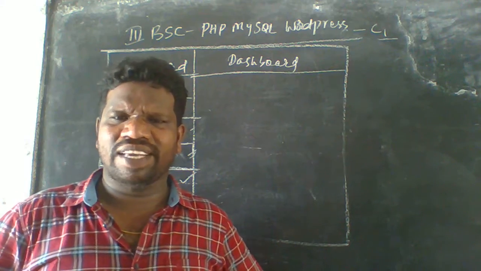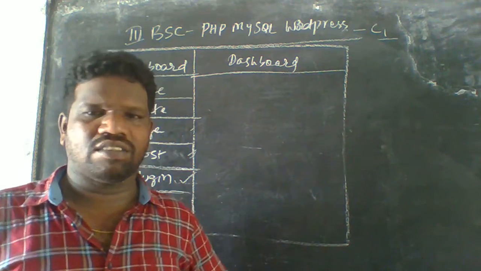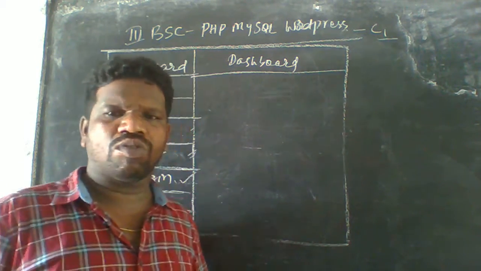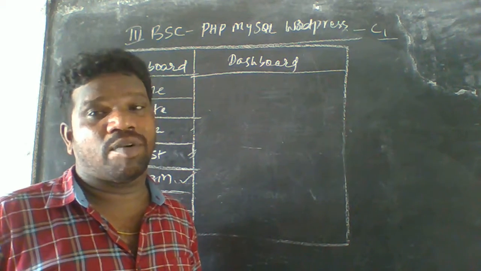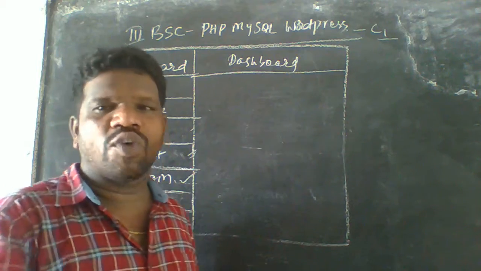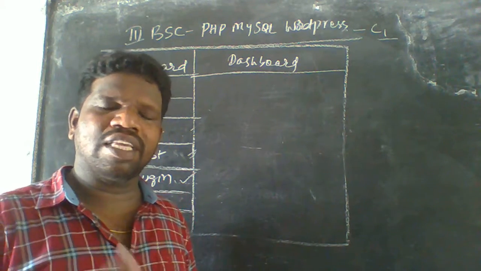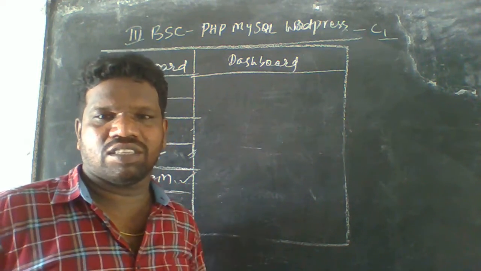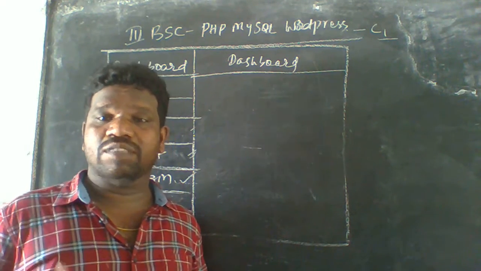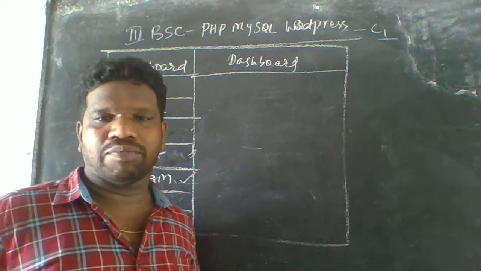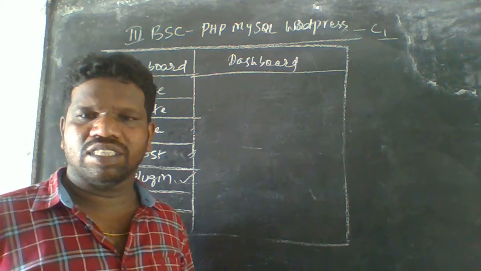So it's very easy. Plugins are like applications, that means apps, like you use on your mobile. But here the WordPress software is used to develop blogs or websites. So in simple words, WordPress plugins are like apps for your WordPress websites. That's it.